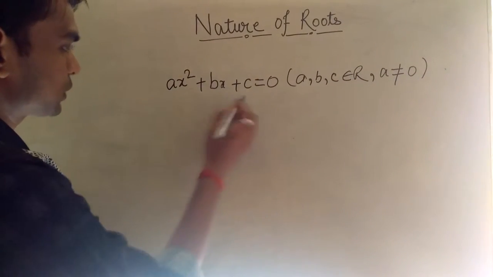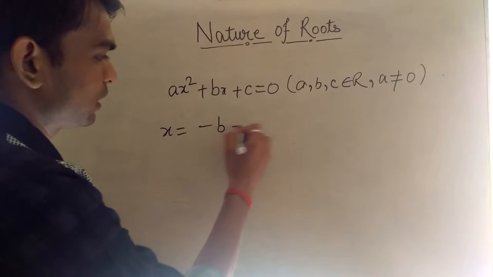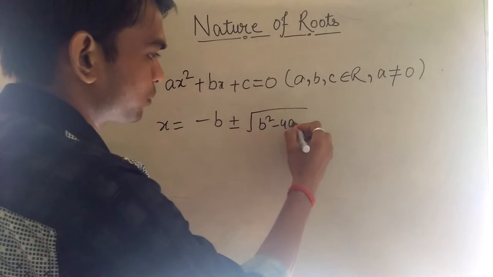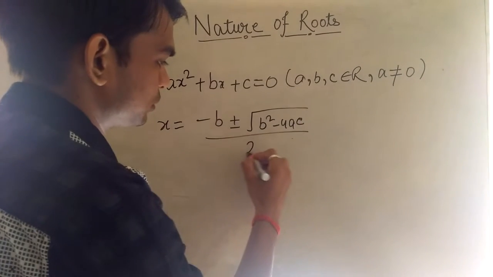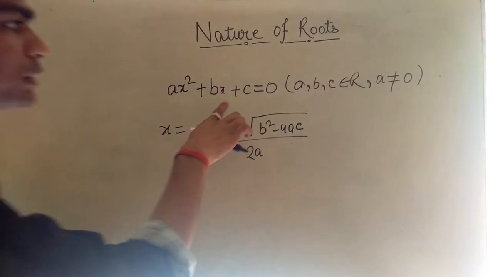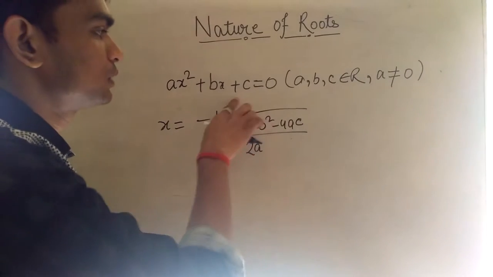We know that the roots of this equation are x equal to minus b plus minus root under b square minus 4ac divided by 2a, where a is the coefficient of x square, b is the coefficient of x, and c is the constant term of this equation.